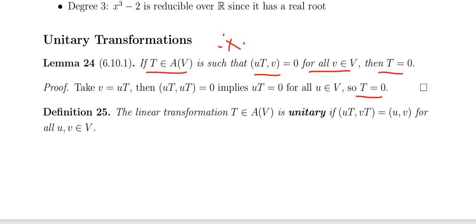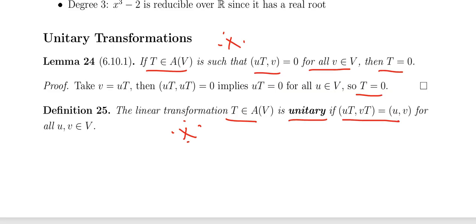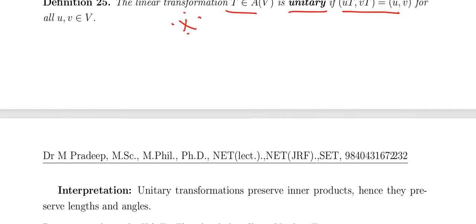Another way of defining it: T belongs to A of V is called unitary if (uT, vT) equals (u, v). That is very important. For any transformation, if (uT, v) equals 0 for all v belongs to V, then T equals 0. And in the same way, if T is any transformation with (uT, vT) equals (u, v), this is the unitary transformation definition.